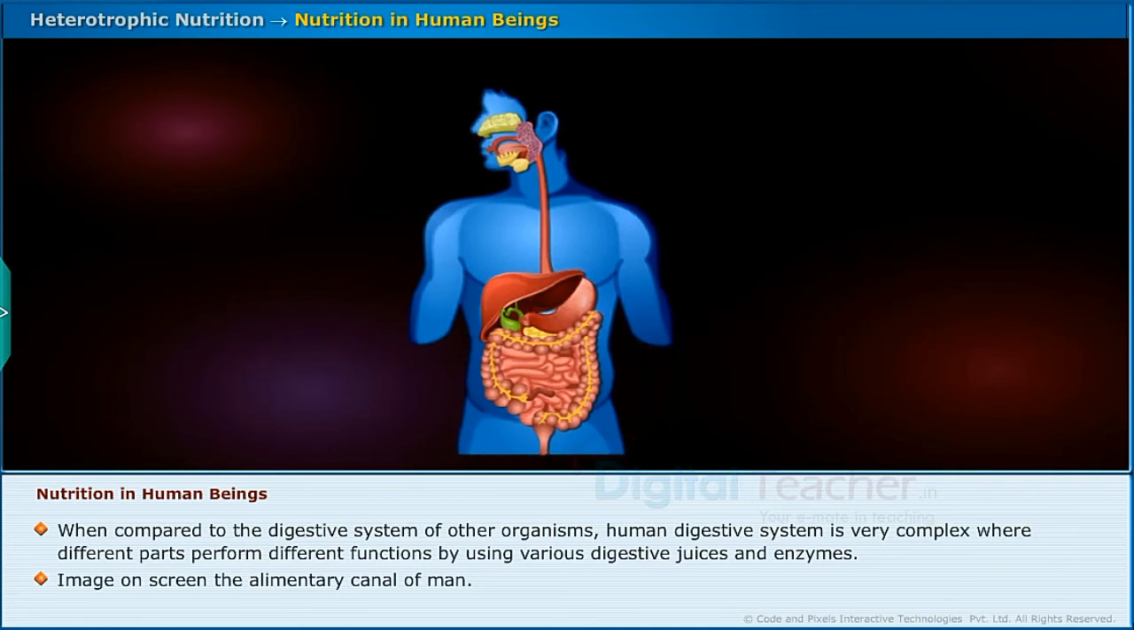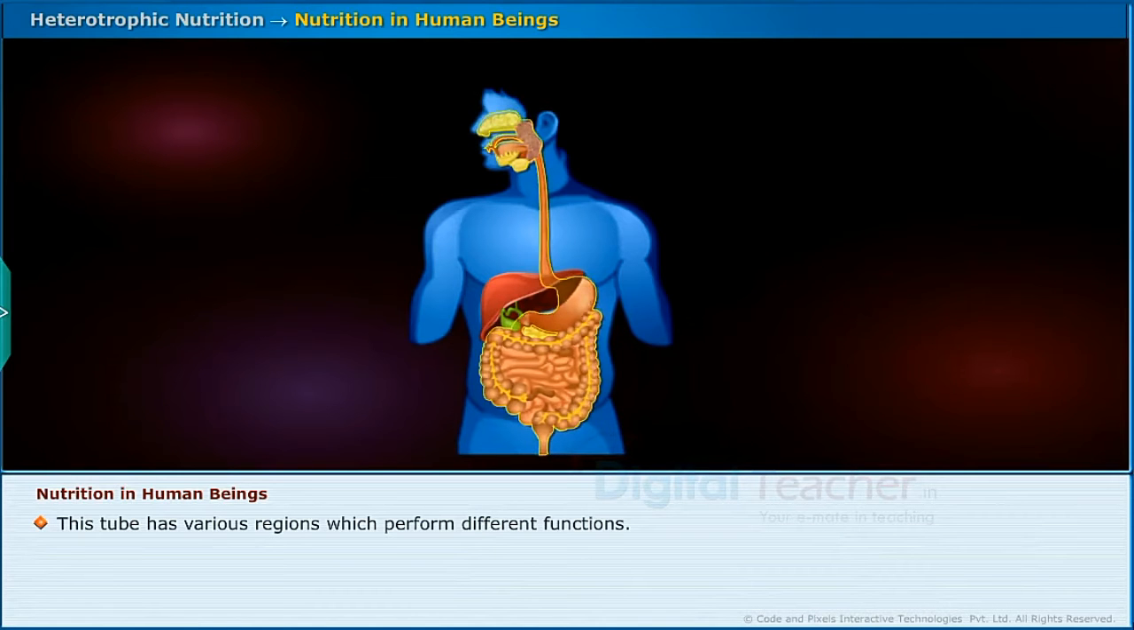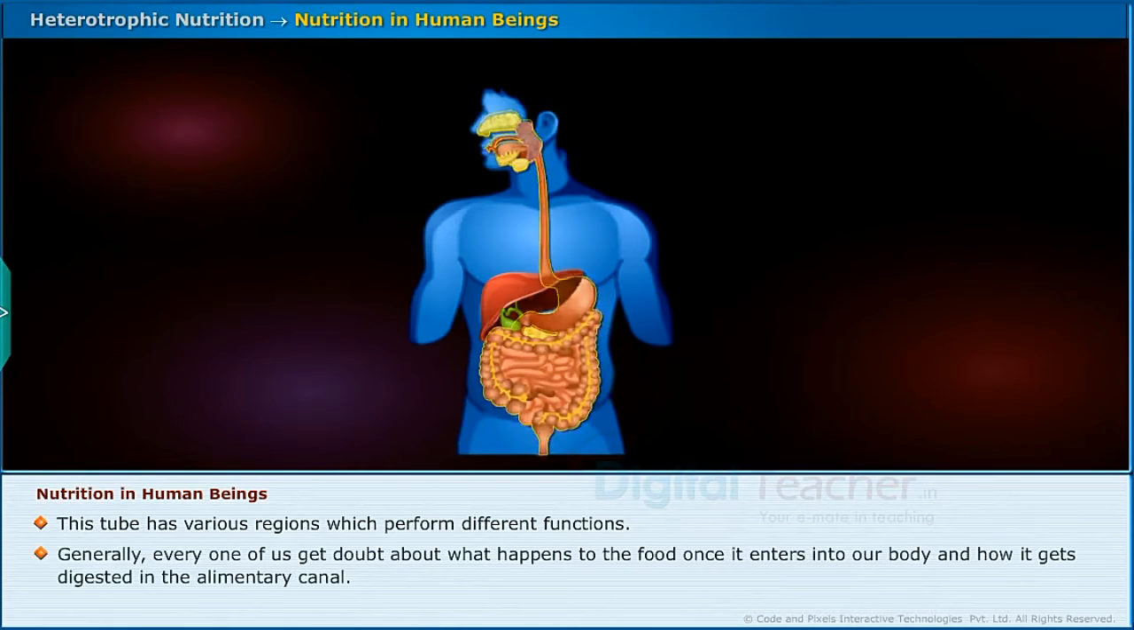The image on the screen shows the alimentary canal of man. The alimentary canal is a long tube extending from the mouth to the anus, as indicated in the image. This tube has various regions which perform different functions. Generally, every one of us has doubts about what happens to the food once it enters our body and how it gets digested in the alimentary canal.